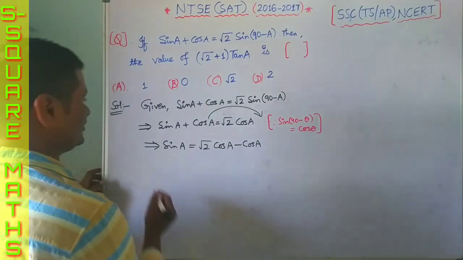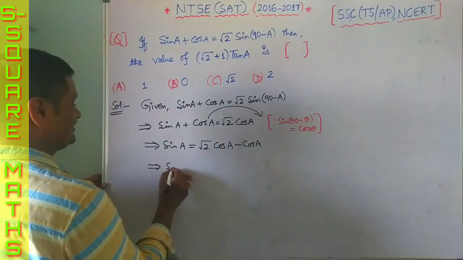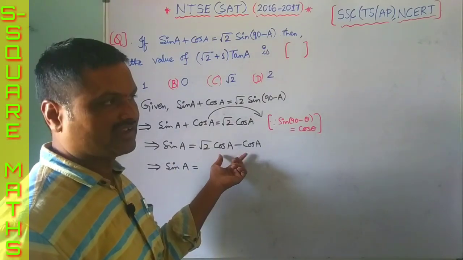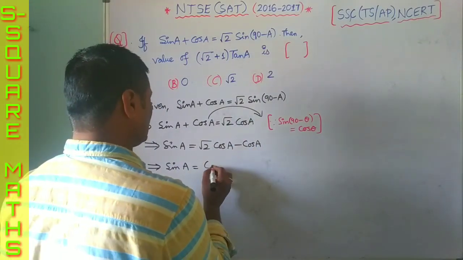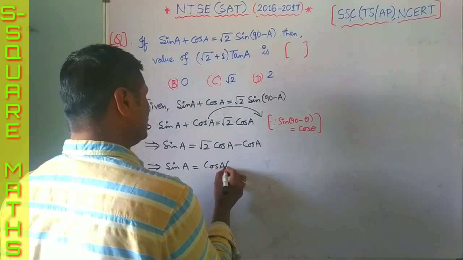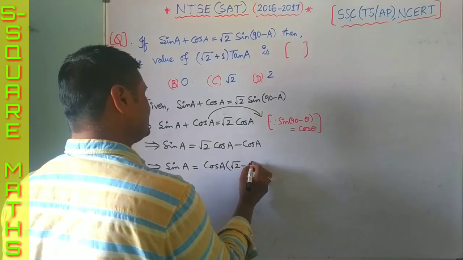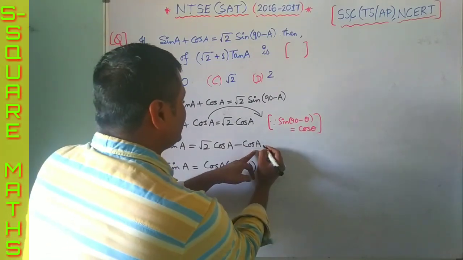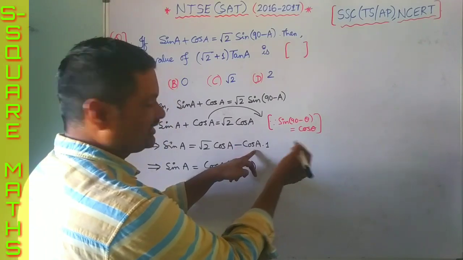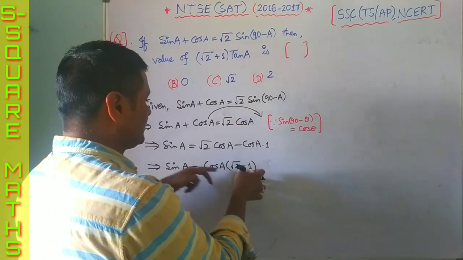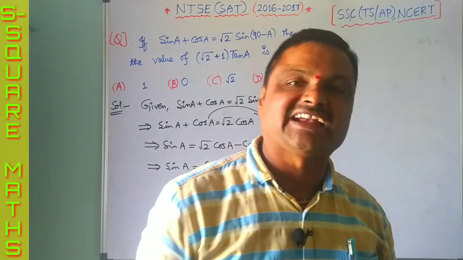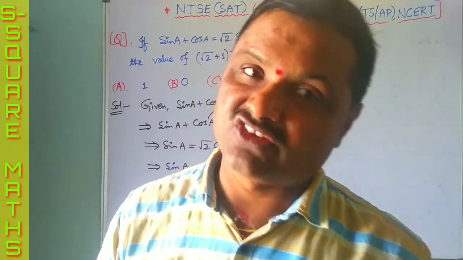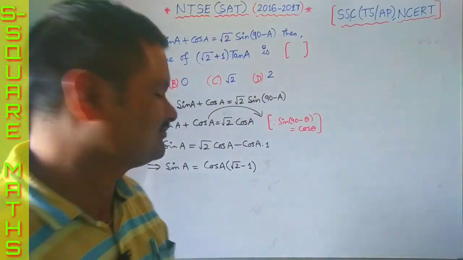So now I can write sin A is equal to, here you have two terms. In the two terms you can take cos A as common. So cos A into root 2 minus 1. Cos A is nothing but 1 into cos A, so taking cos A common, we get root 2 minus 1. With the knowledge of factorization, we got this step. So you should be aware of factorization from 7th and 8th class also.